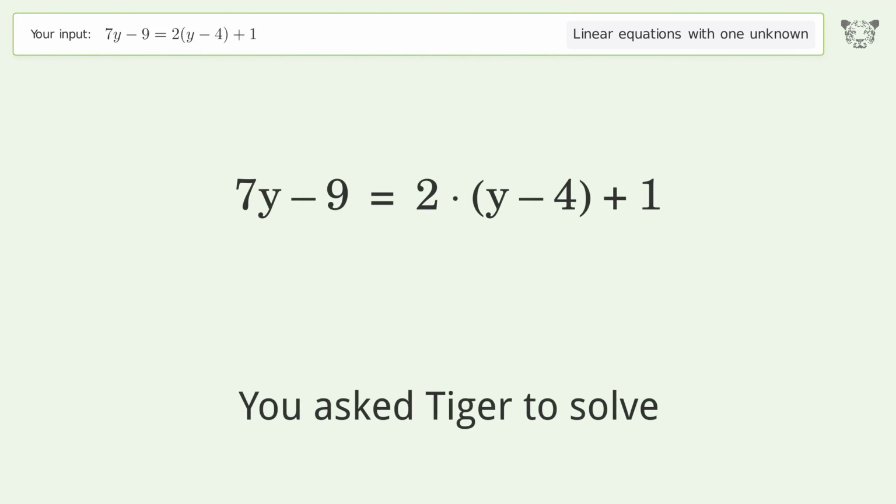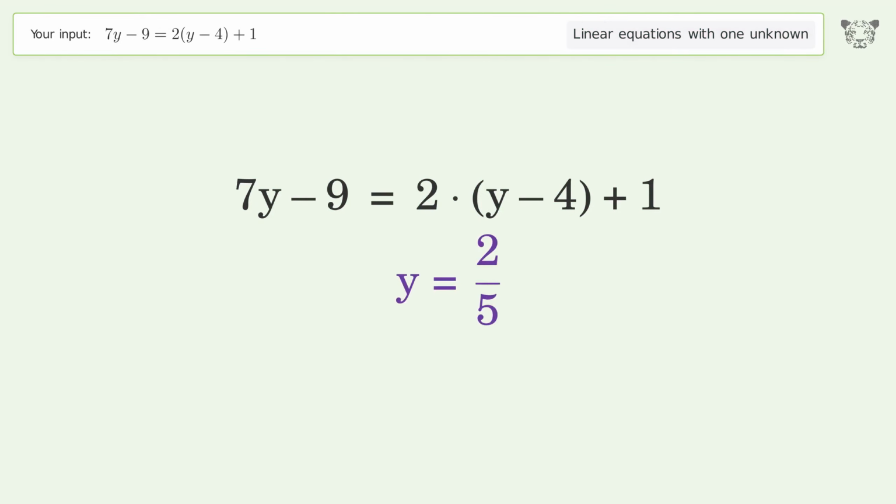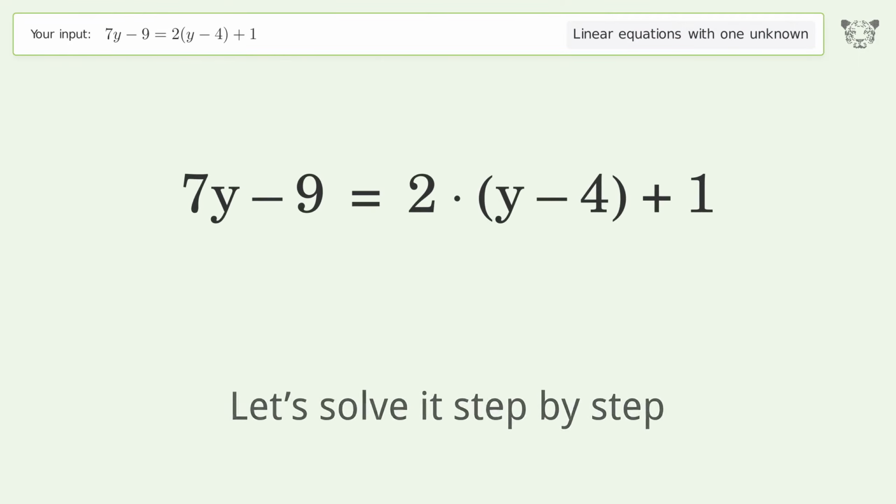You ask Tiger to solve. This deals with linear equations with one unknown. The final result is y equals 2/5. Let's solve it step by step.